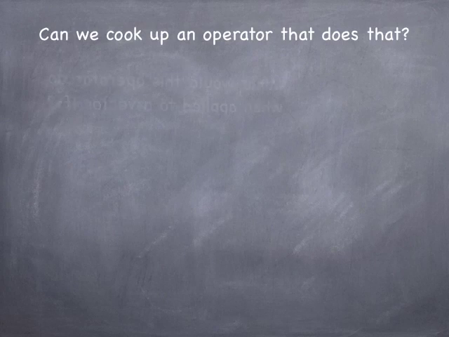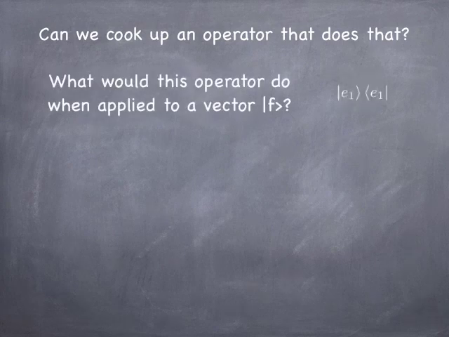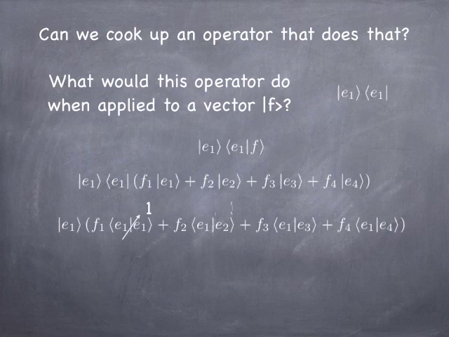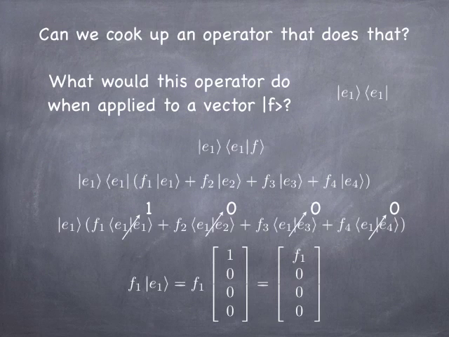The answer is yeah. Let's look at an operator like this one: E1 as a ket times E1 as a bra. That turns out to be an operator. It's a special kind of operator called a dyad. But if you apply that operator to a ket f, what do you get? Well, E1 acting on f, we already know, projects out the f1 component. It's a scalar equal to f1, but the E1 basis vector is just the column with a 1 in the first slot and zeros in the other slots. So when you multiply that all out, you get f1, 0, 0, 0. So you've projected out the 1 component of f.